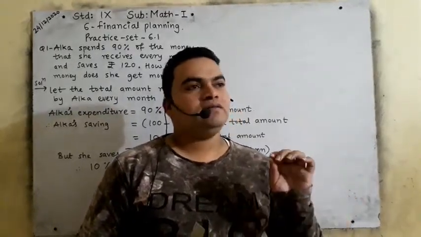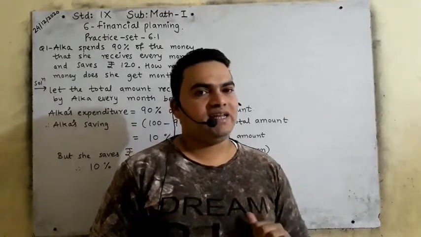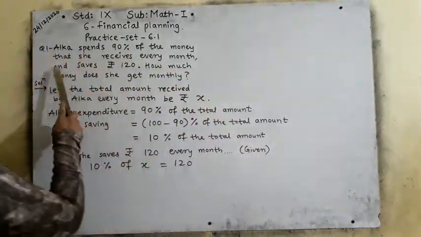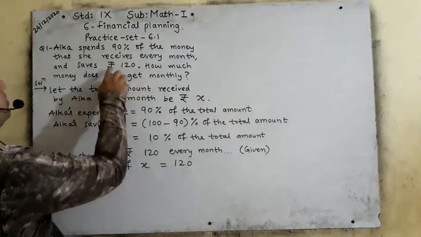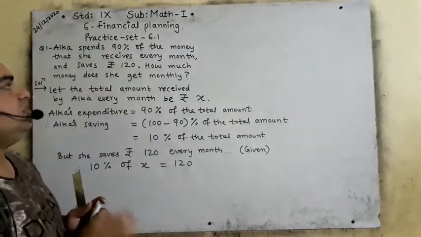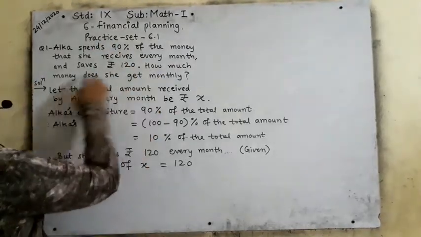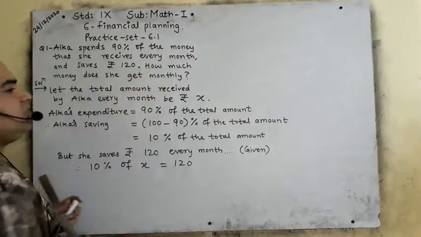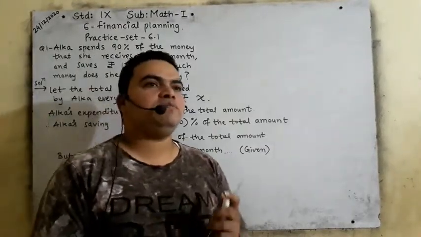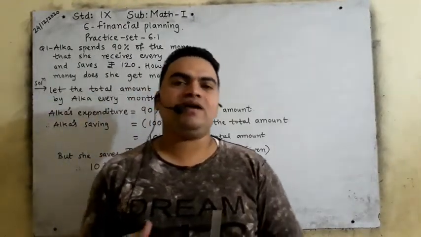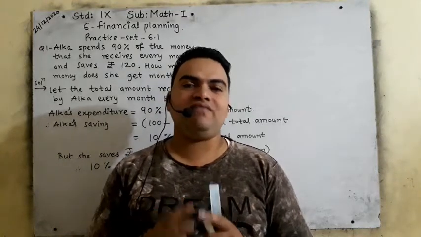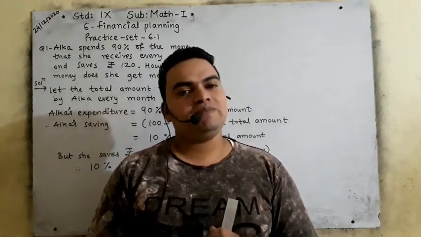Okay, try to understand. She saves 10%, and she saves rupees 120 every month. How much money does she get monthly? So we have to find how much money she receives from her husband every month. So my dear students, please pay attention.